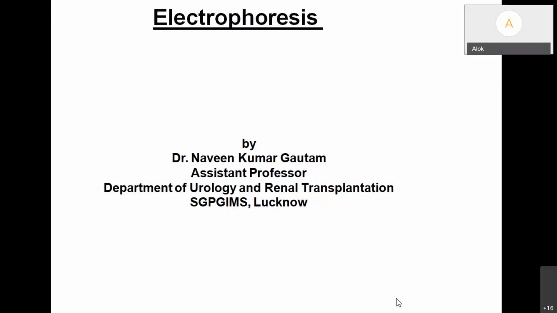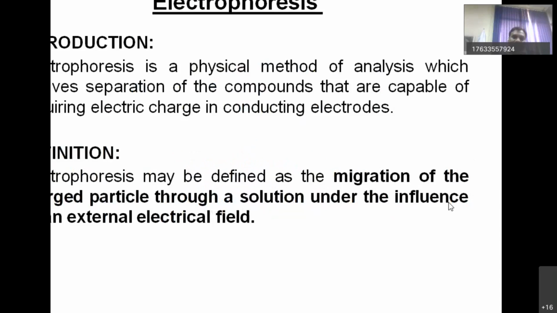Okay, so good afternoon to all of you. The responsibility is given to me to talk about electrophoresis. So I start with the introduction of electrophoresis.